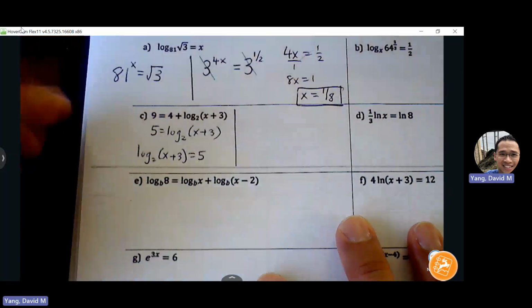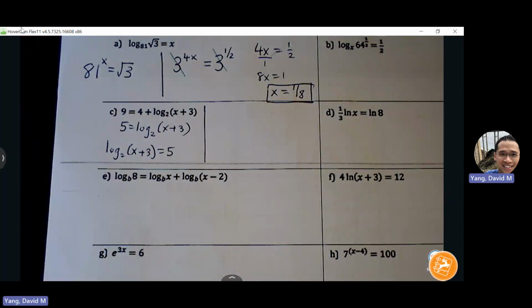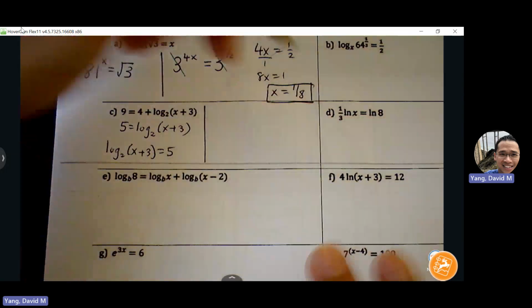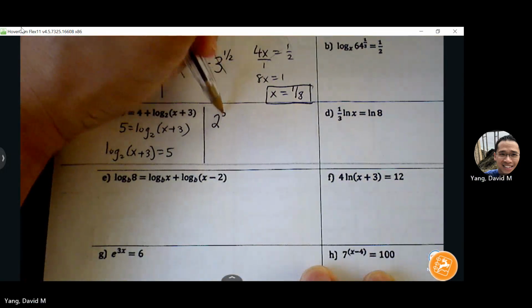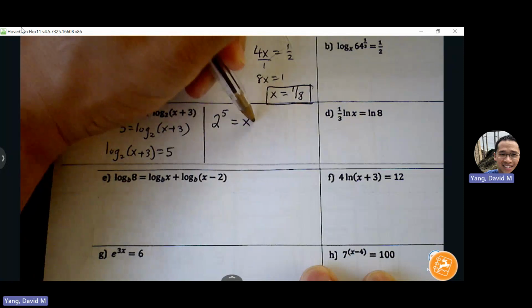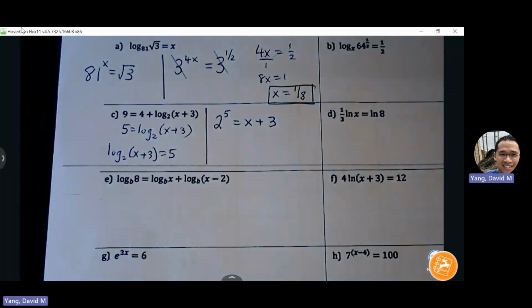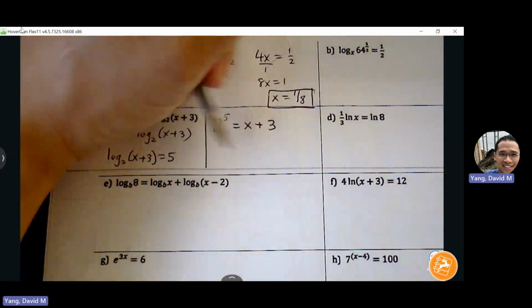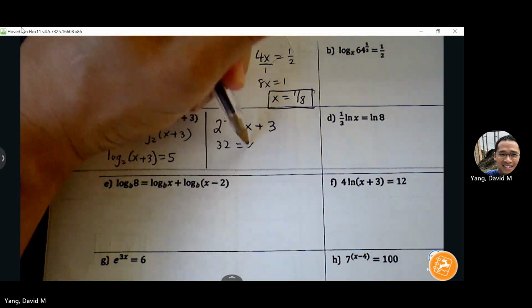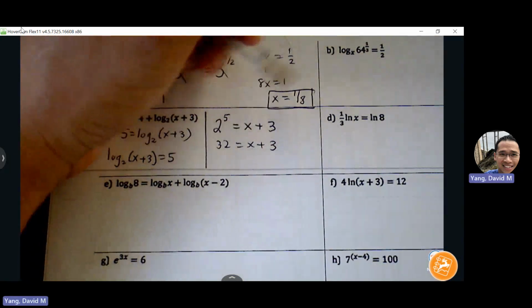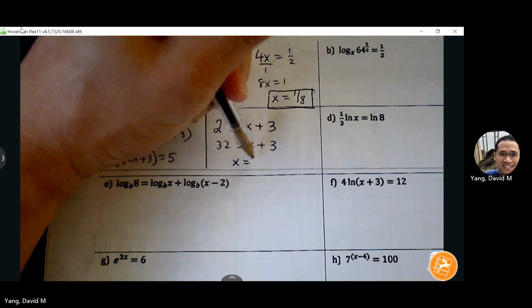So now log form is a little harder to interpret, so let's try exponential form. What's the exponential form of this log expression? Yeah, 2 to the 5th equals x plus 3. And now this becomes a lot clearer to work with, right? Okay, I can solve for x now. I can move some things around. So 2 to the 5th is 32. Subtract 3 from both sides.